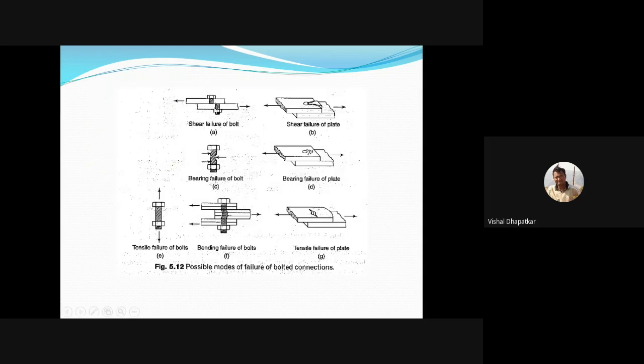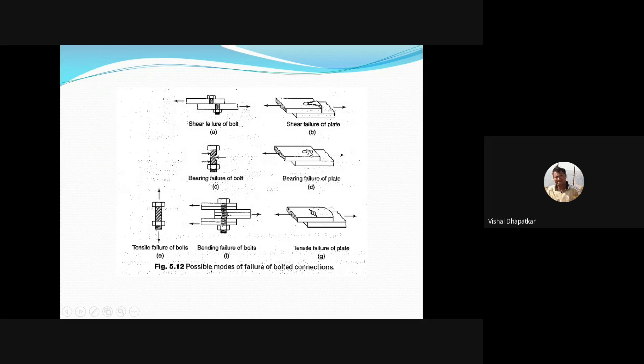Shear failure of bolts occurs when the plate has a very high axial load. In that case, the plates slide against each other, and the bolt is getting sheared off at the shearing edge. So this is shear failure of bolt. This is shear failure of the plate. This is bearing failure of the bolt. In that case, the bolt's area is getting reduced, or the bolts are getting yielded due to the bearing of the bolts against the plate.